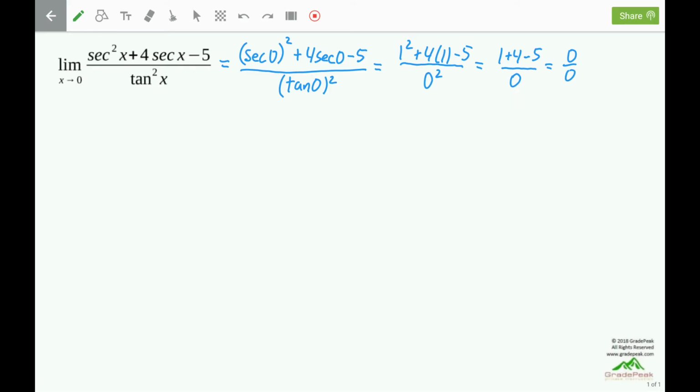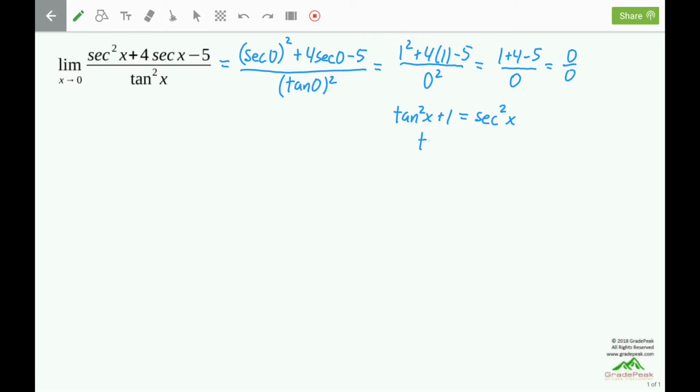Resulting from trig functions, they don't match each other here. The numerator looks like a trinomial quadratic involving secant. The denominator does not have any secants right now, but because the tangent is squared down there, we may be able to make use of the Pythagorean trig identity involving tan squared. And it is tangent squared of x plus 1 equals the secant squared of x.